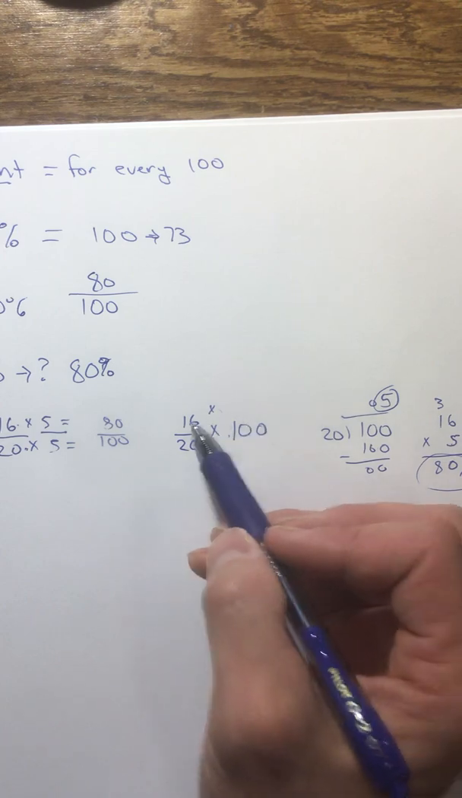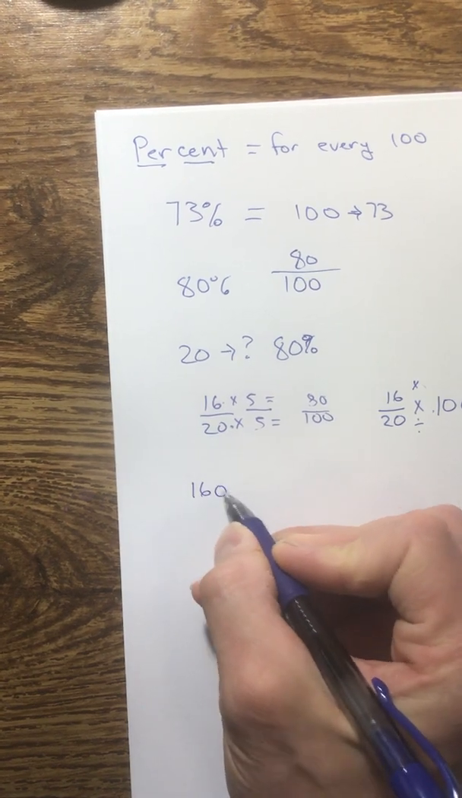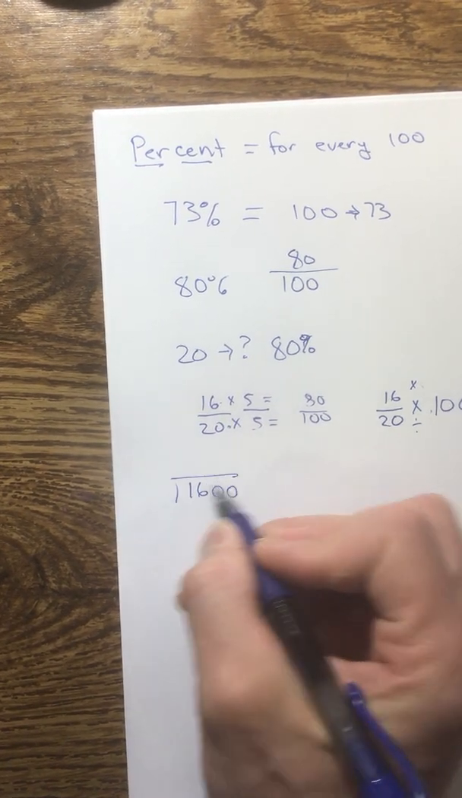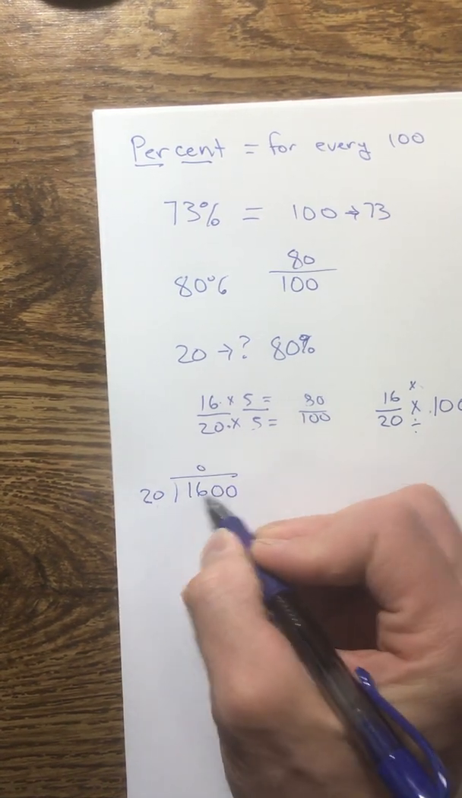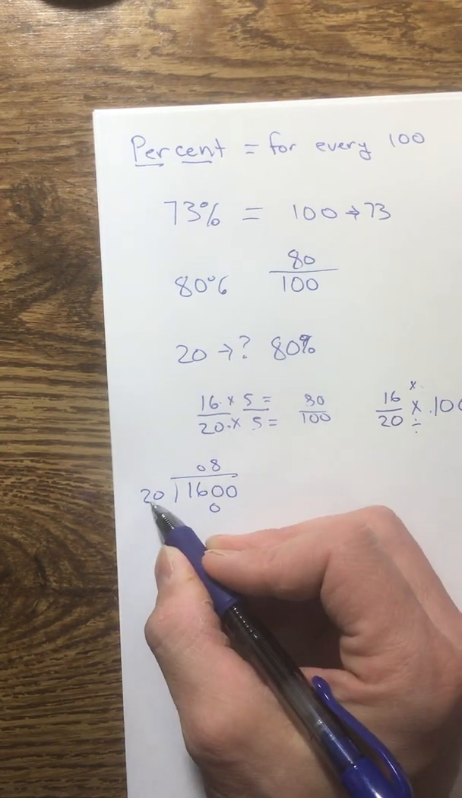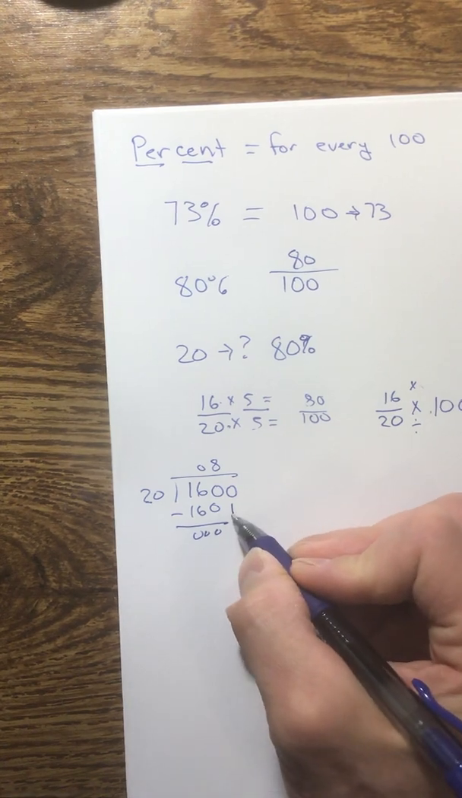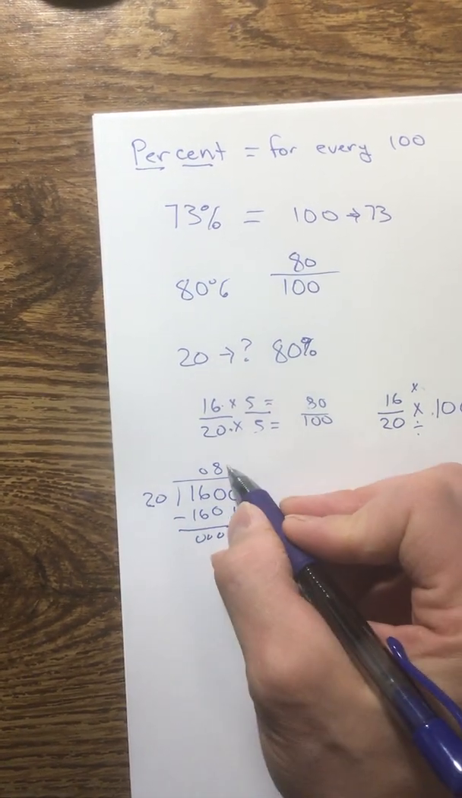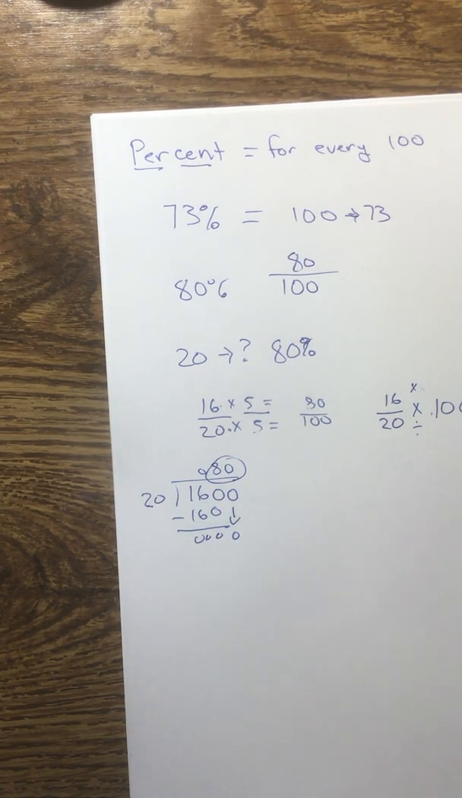I could have taken 100 times 16. 100 times 16 would simply be 1,600. And then I've got to divide by the bottom. Divide by 20. 20 cannot go into 16. 20 can go into 160 8 times. 8 times 0 is 0. 8 times 2 is 16. Subtract off. But I'm not done. I've got another 0 here. 20 into that 0, 0 times. And so 80 is my answer there also. So that's one way you can do it.